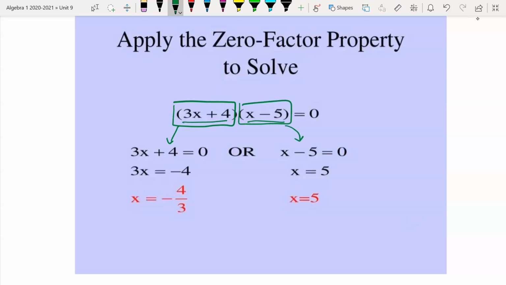and I would solve them individually to get my two answers. So the first one, I had 3x plus 4, I set it equal to 0, I would subtract 4, and I would divide by 3, so I would get x equals negative 4 over 3. The second one, I would add 5, and so I would get x equals 5. Now think about this, if I plug in 5, that would give me 0 here. Well, what's 0 times anything? It's going to be 0, so that's why the zero factor property works, because I know if I get 0 in one of those parentheses, and then I multiply by the other one, I'm going to get 0.